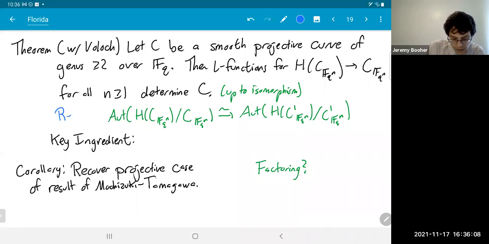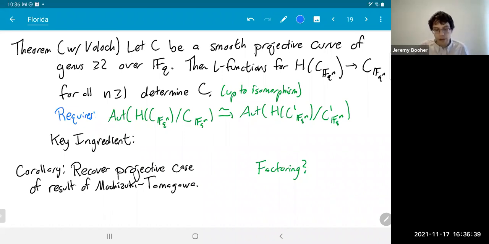The way I've stated it, it sort of hides one detail, which is it requires a way to identify the groups of automorphisms for the Hilbert covers of C and for C prime. If you don't have this, there's no way to identify the characters and therefore match up the L functions. Because if I don't tell you this, you don't know which L functions are supposed to be matched up and then ask, are they equal? So once you have this, then you identify characters, you know which L functions to set equal to each other, and that's enough to tell you what C is.